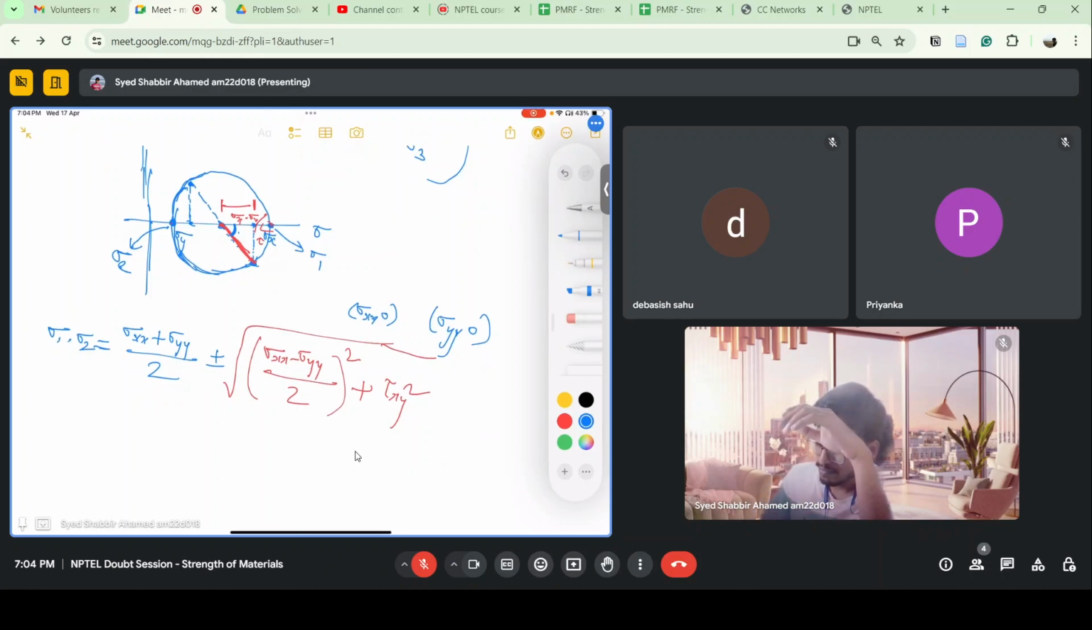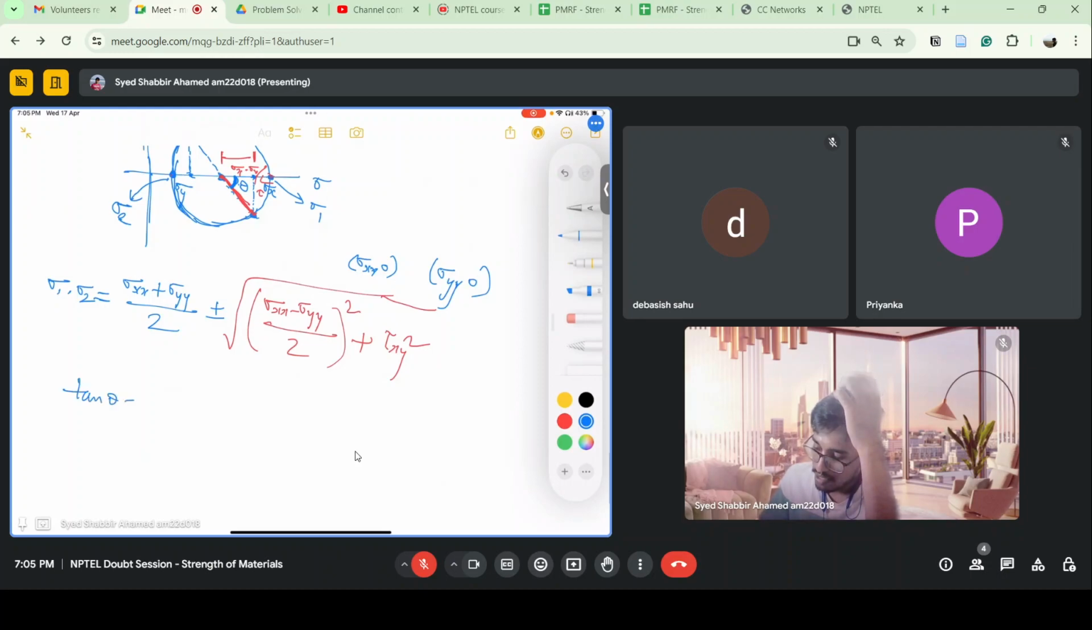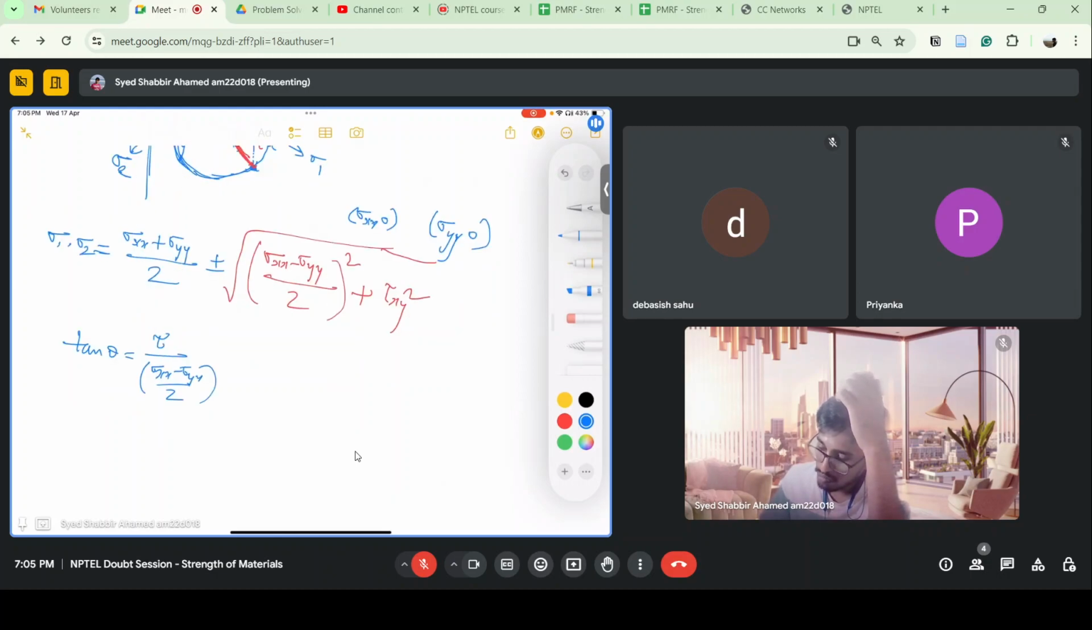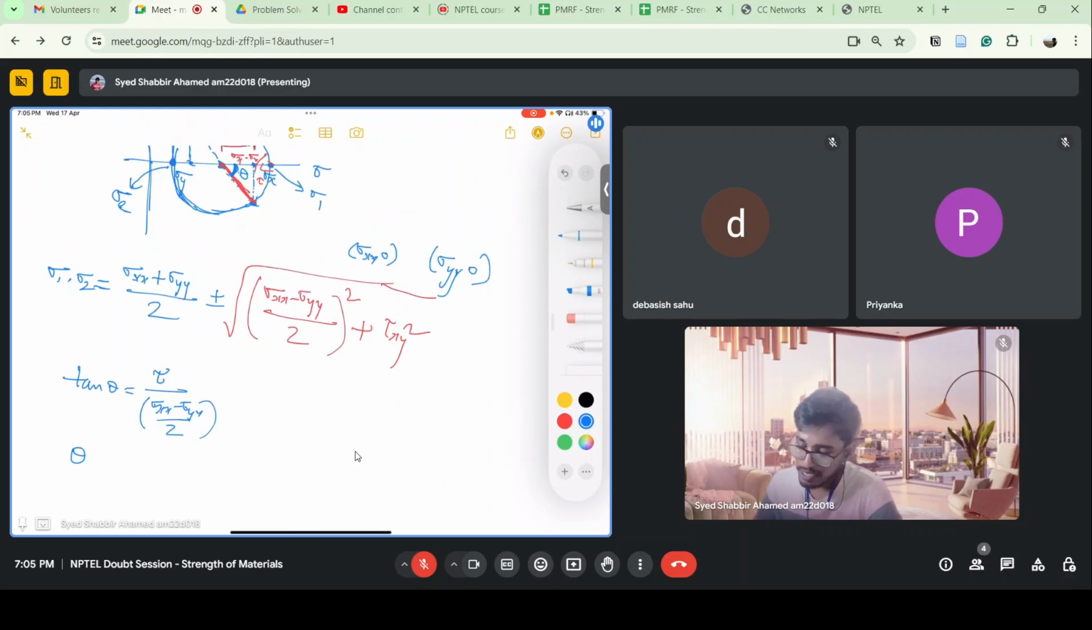And the orientation of the principal planes is, let's say if this angle is theta, you can calculate this angle. I know this and this, so tan theta I can take as tau by sigma x minus sigma y over 2. So this is just 2 tau by sigma x minus sigma y. Whatever the angle I get, in the Mohr circle this angle is double of that.